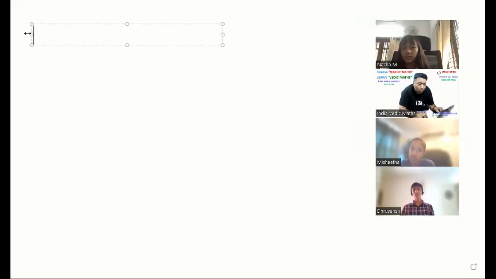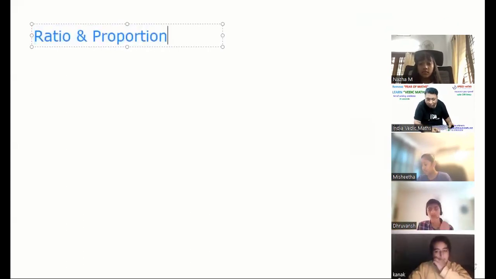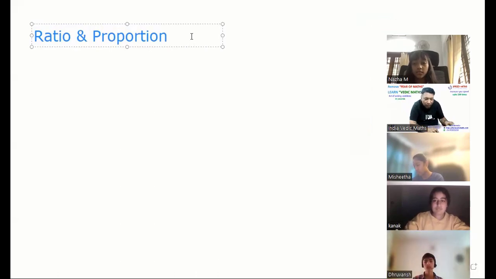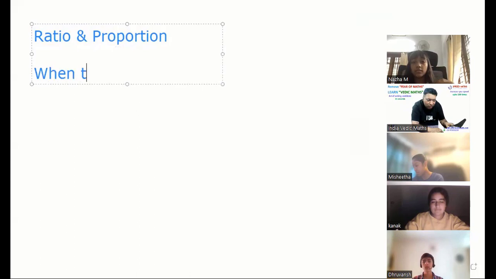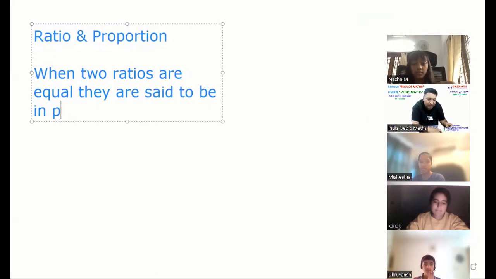Now, most of you would have noticed, generally we say ratio and proportion together. Why? Are they related? Yes. Ratio and proportion are related. What is the relation between ratio and proportion? Anybody want to tell me? When two ratios are equal, they are said to be in proportion. That is the meaning.